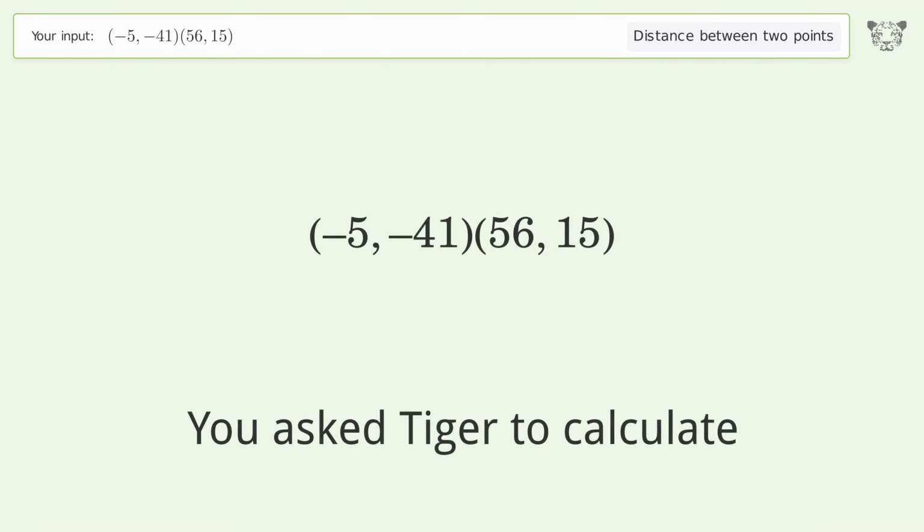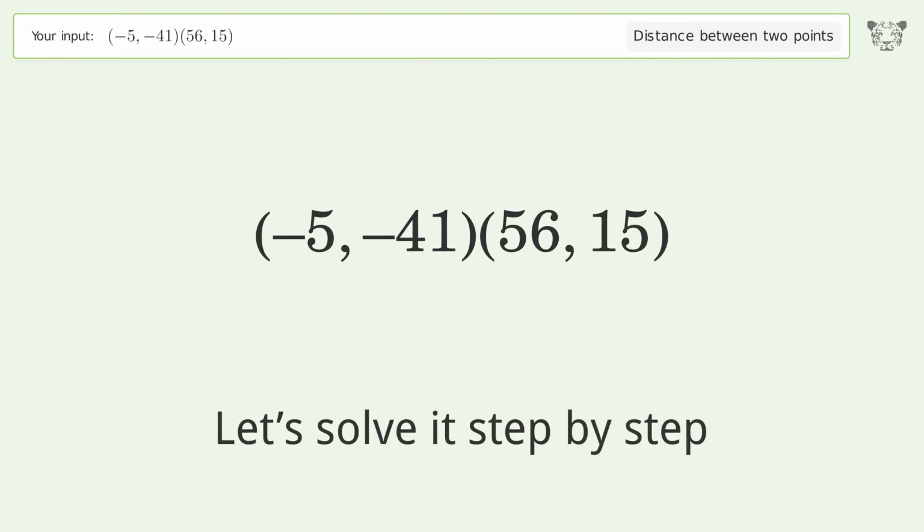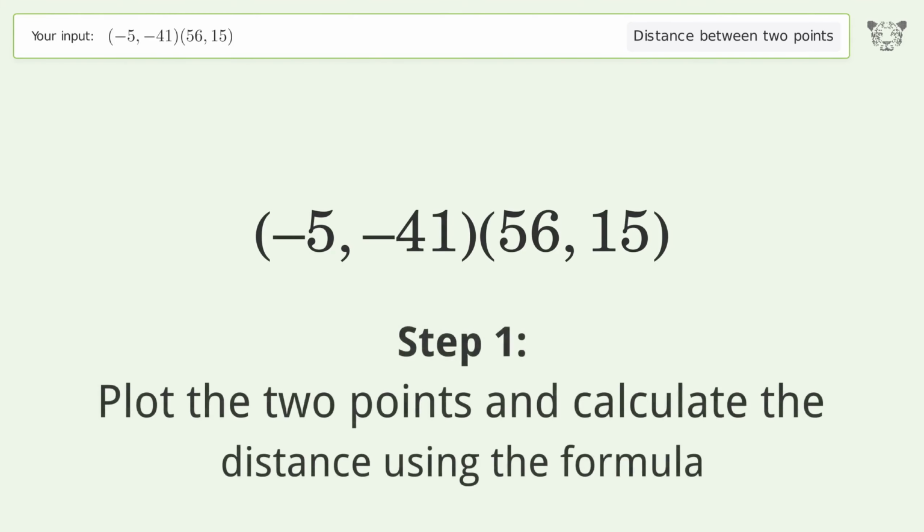You ask Tiger to calculate. This deals with the distance between 2 points. The distance between the 2 points is the square root of 6,857, or 82.807. Let's solve it step by step. Plot the 2 points and calculate the distance using the formula.